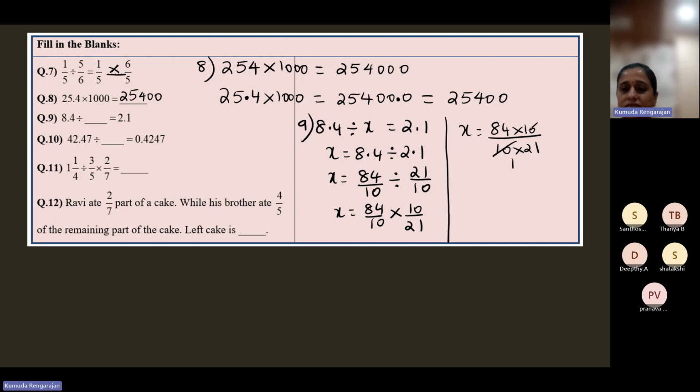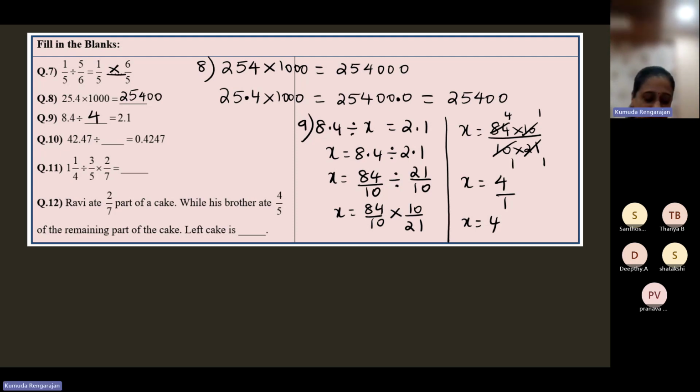10 ones are 10. 21 ones are 21, and 21 fours are 84. Otherwise, you can simplify using the tables of 3 and then 7, or 7 and then 3. I've done using 21 directly. So 21 fours are 84, so x is equal to 4. Because 4 into 1 is 4, 1 into 1 is 1, 4 by 1 is 4. So in this dash, we have 4.